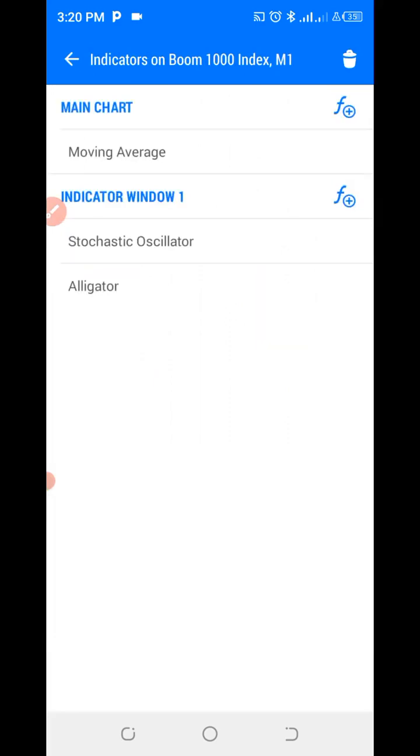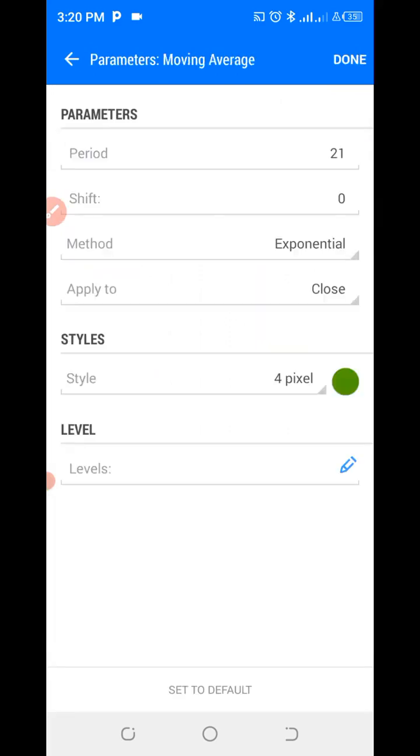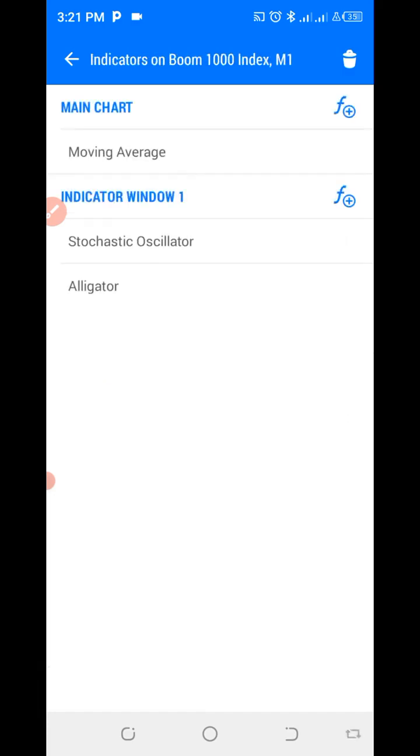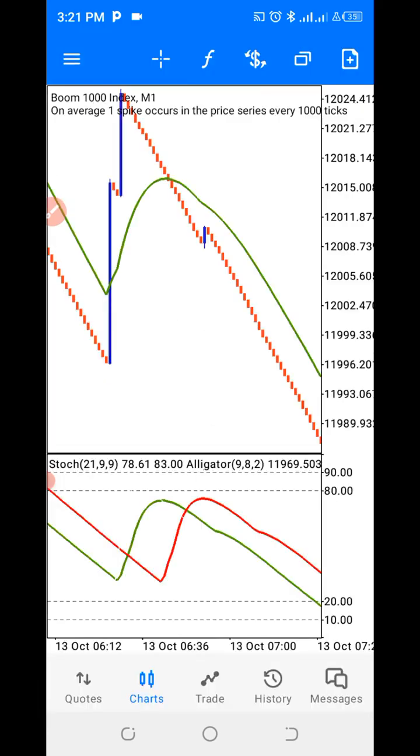The first indicator we are going to be using is our moving average. The period is 21, shift is 0, method is exponential, apply to close. For the style, you can use any style of your choice. Once you are done, you click on done, and you have it like this.